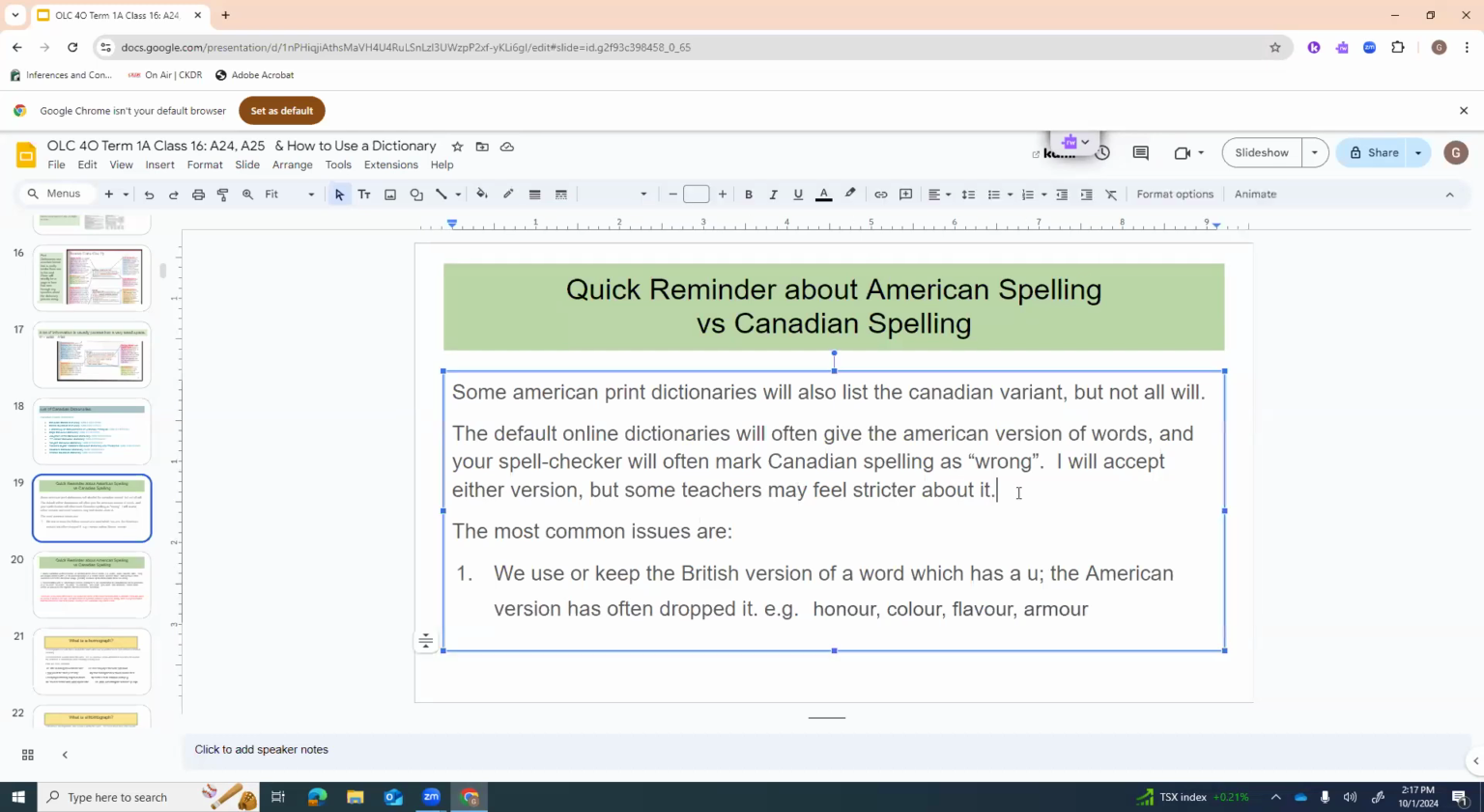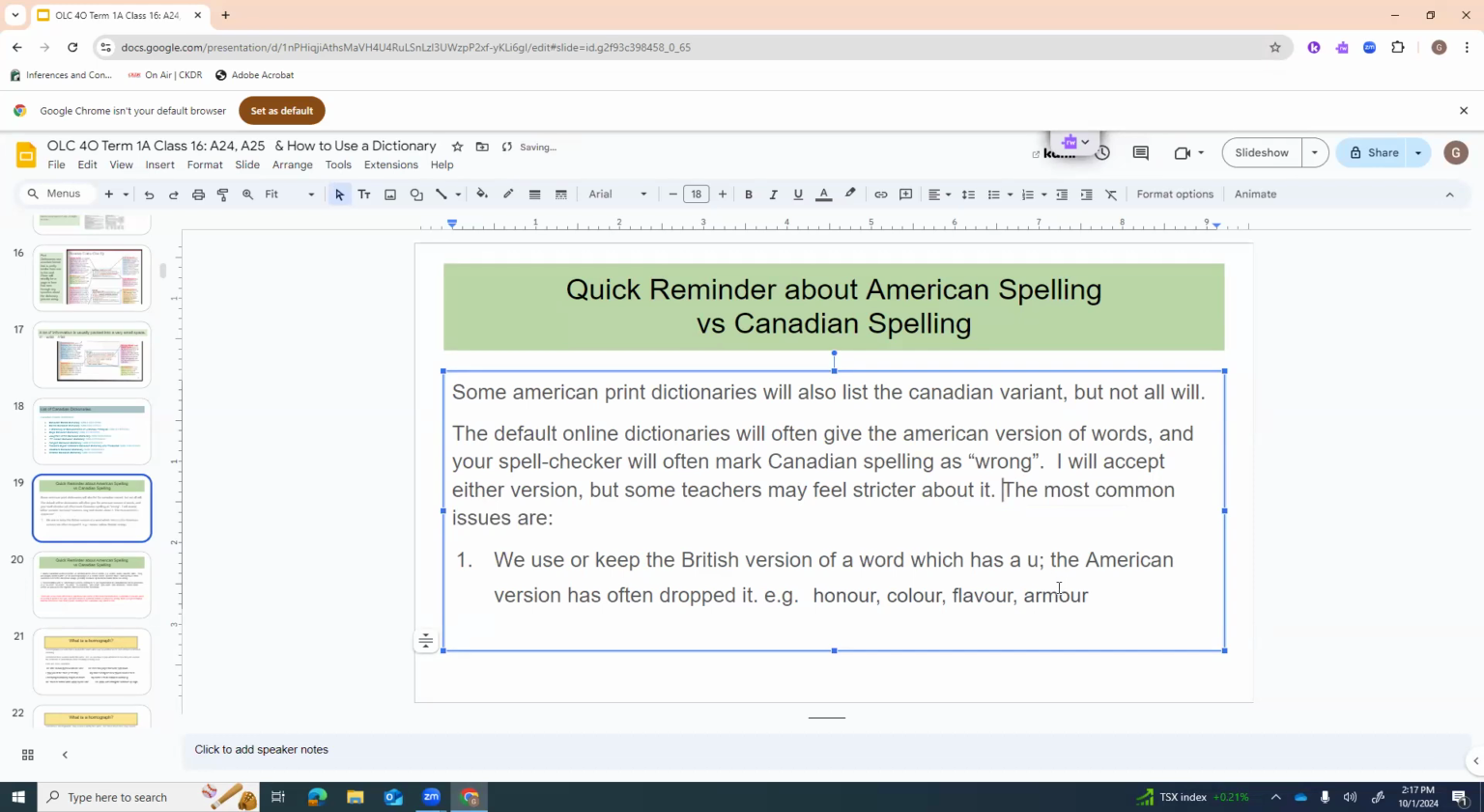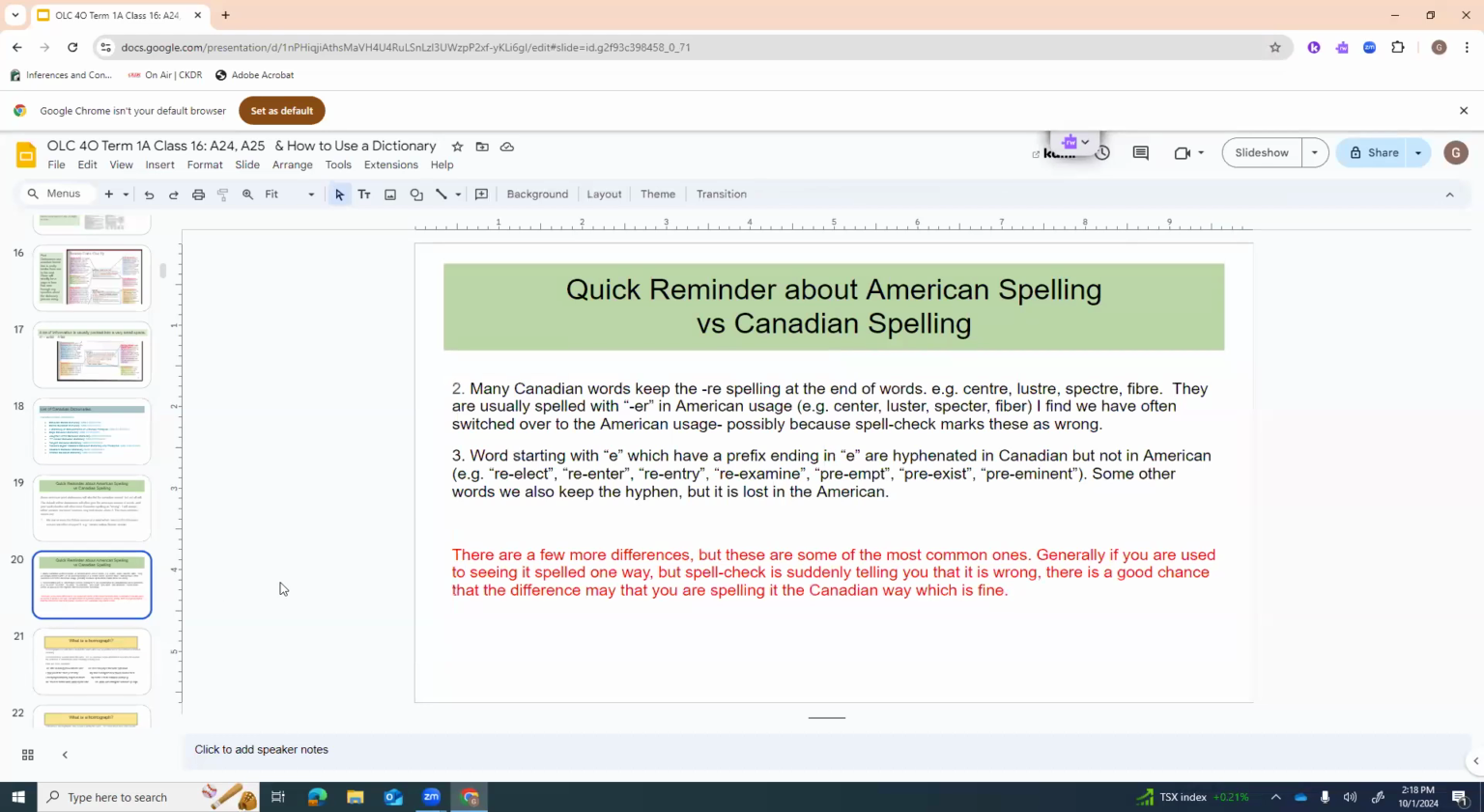So let me see if I put the word, let's see here, color. Okay. So normally it'll flag that as wrong because Americans spell color COLOR. Right? Now it's correct, but they think it's wrong because they're using American spelling. That is one of the most common issues. There are a lot of British words where we have OU and the Americans drop the U. So things like honor, color, flavor, armor, we still tend to use the British format as far as that goes.